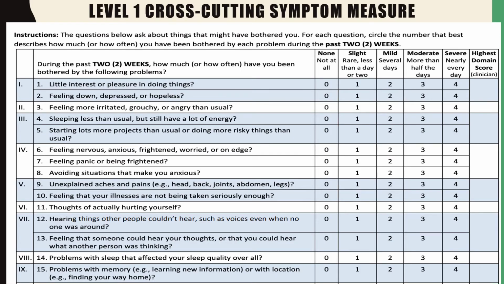Let's look at an example to see how this works. This is a level 1 cross-cutting symptom measure. Let's assume someone scored 2 for all the 3 items in domain number 4. So the highest score of this domain is 2.